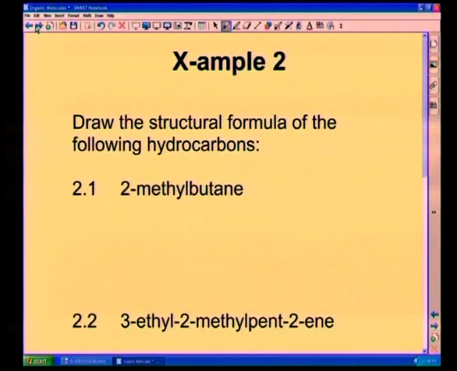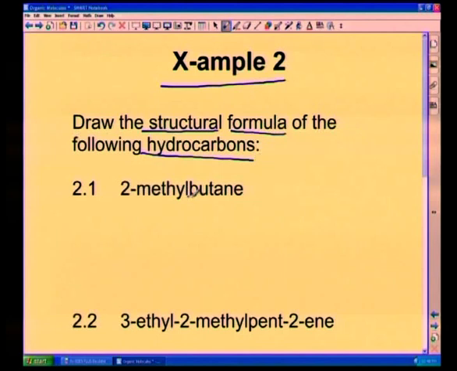Okay, let's proceed. Let's look at example 2. Draw the structural formula of the following hydrocarbons. Here, it says 2-methyl-butane. Now, look at this.